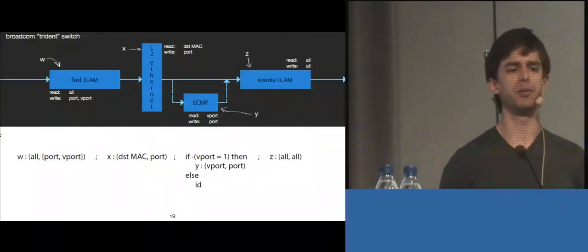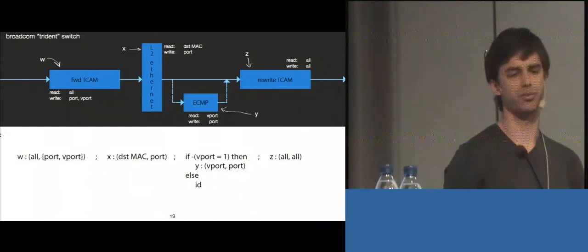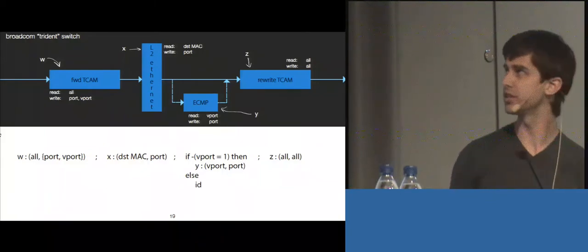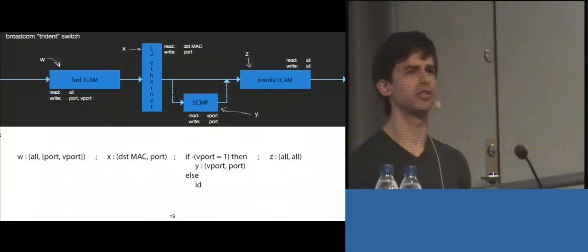And so finally, the results of either branch are fed into the final table, which in this case can read or write any field. And this is useful for doing things like pushing and popping VLANs and so on.